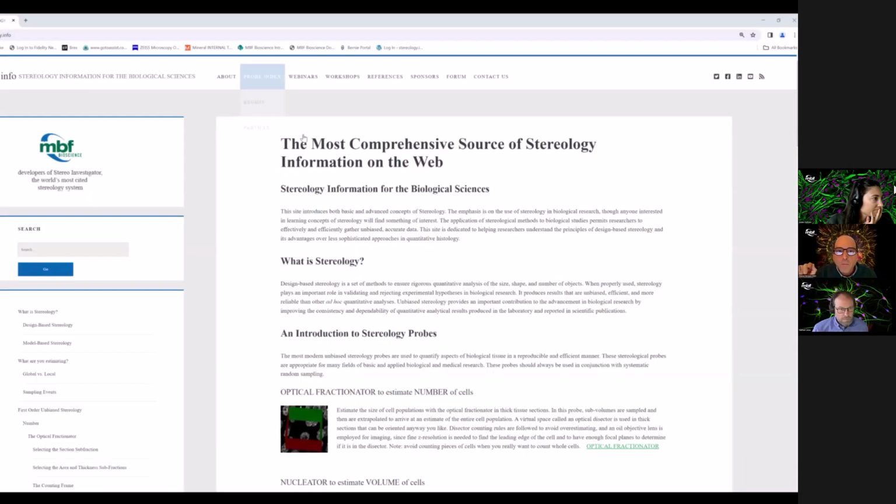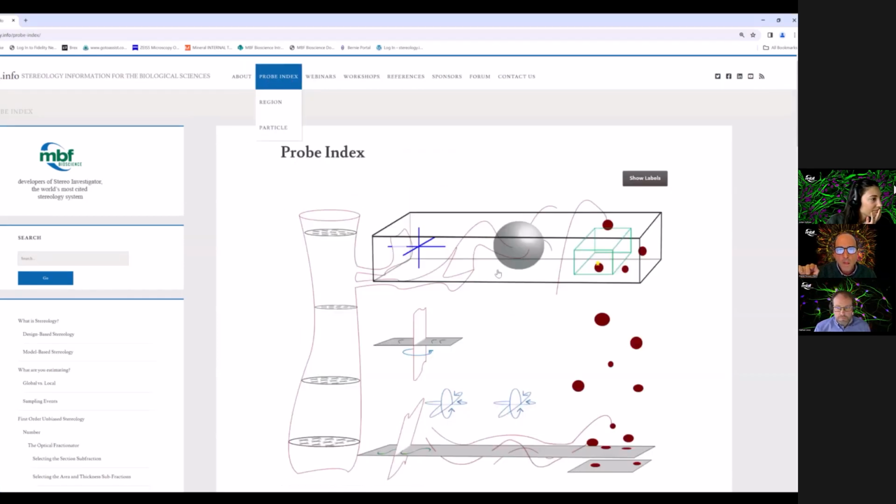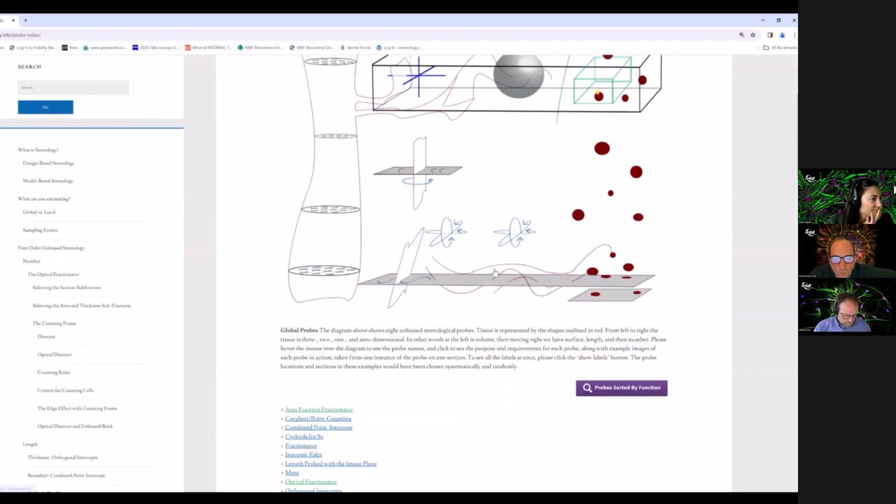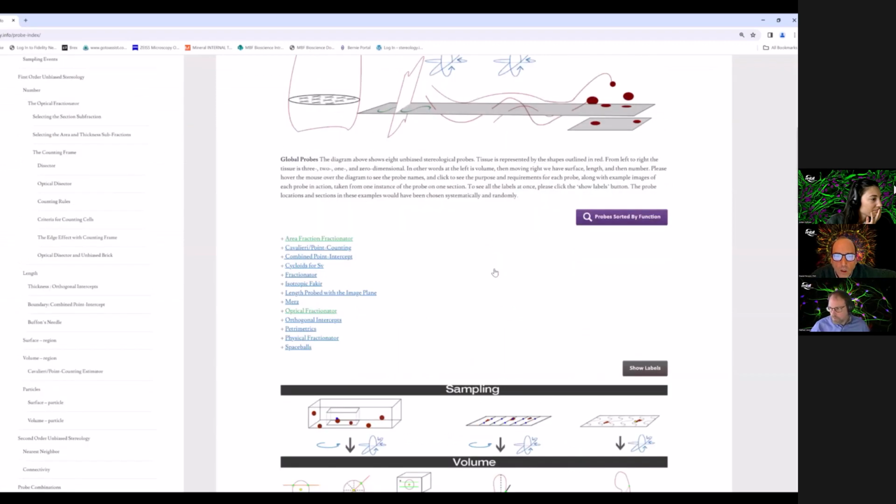And so, let's see. I am showing stereology.info right now, and we can take a look at this top chart. Let's go up a little bit. Let's see, can I control that?